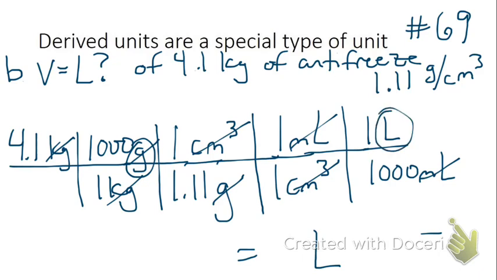Whenever you go from weight to volume, you divide by the density. Whenever you go from volume to weight, you multiply by the density. That's just the simple rule that you guys can learn. And so, remember, across the top we multiply, across the bottom we divide, and you can see that these thousands will cancel each other out. And so when you solve this problem, you will get 3.7 liters of antifreeze. It's a lot of antifreeze.